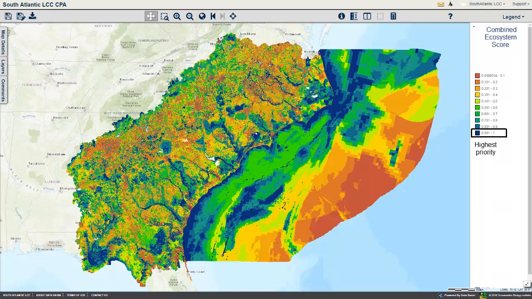The best 10% becomes highest priority, that's the dark blue. Then the next 15% below that becomes high priority, roughly the teal colors. Then the next 20% tier, roughly the shades of green, become medium priority. The lowest 55%, the reds and oranges and yellows, are not prioritized in the blueprint. But we're not done yet.